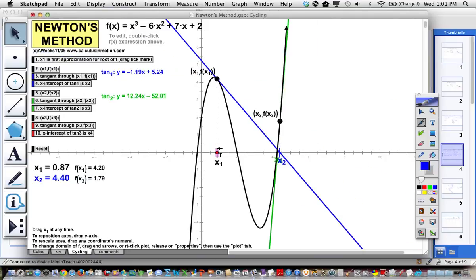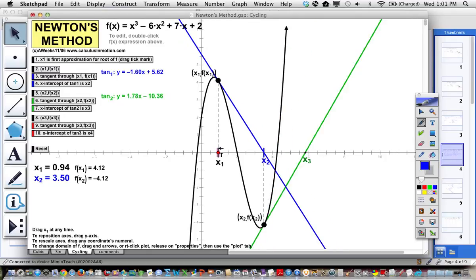I want you to look at where I have this one here. This blue tangent line hits right there, which causes it to hit just on this side of the minimum, which then shoots my line off this way. And if I kept repeating this, I would probably come in here and find this root right here.